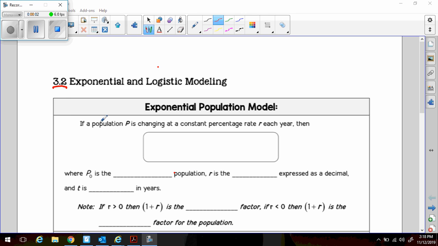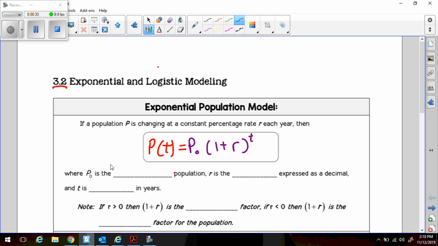Good morning. This is Unit 3, Day 2. We're going to talk about exponential and logistic modeling. So the first one is going to be a model of population. If a population is changing at a constant percentage rate, then our formula is going to be P of T equals our initial population, P sub 0, times 1 plus the rate to the time power.